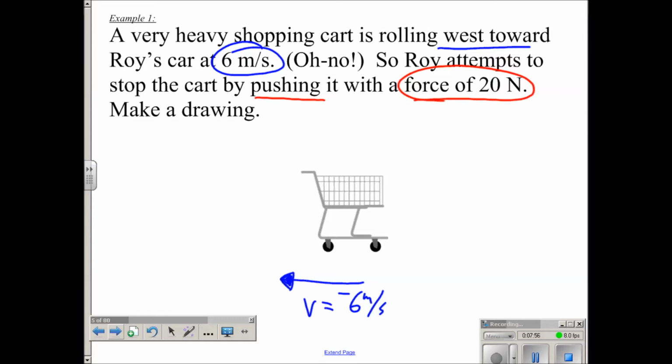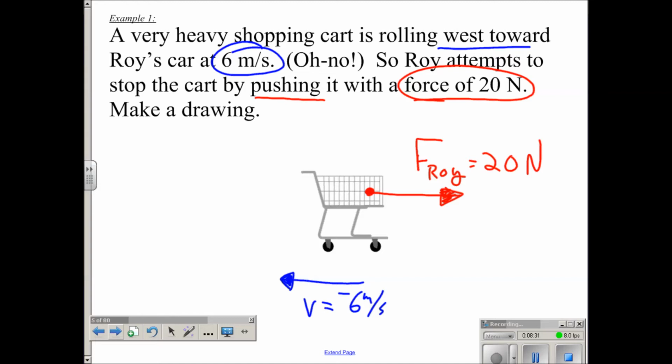If the cart is rolling now on my screen to the left, to stop it, we'd have to push it to the right. Okay, so when you draw force vectors, when you draw these force arrows, the arrow always needs to start in the object and point out. So I'm going to put a dot in the center of my object, and the arrow is going to point out from there. That red arrow that I just drew represents a force because it starts inside the object and points out. And then I'm going to label the force. This is important. A lot of people skip this step. Label it. It's the force of Roy, and it's 20 newtons.